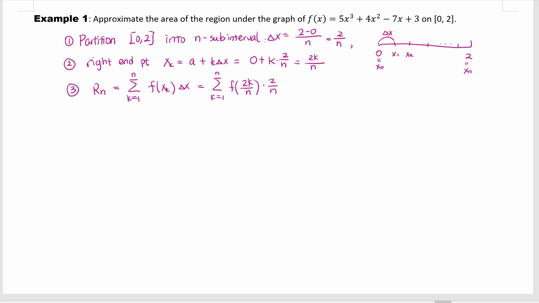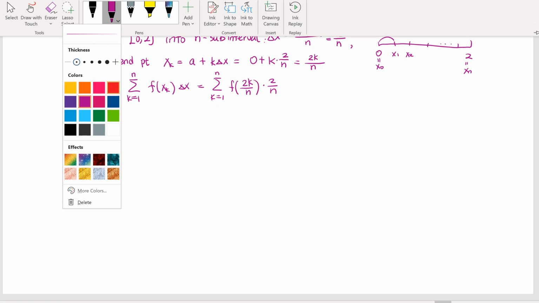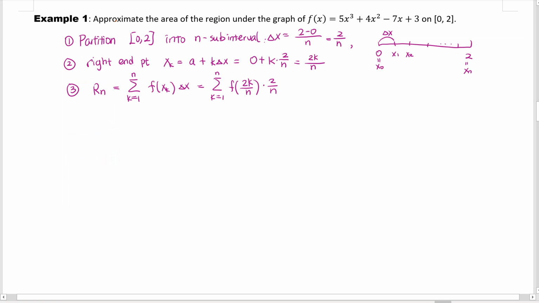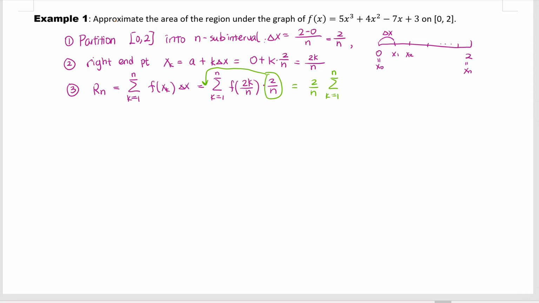Okay, so you can see this is a sum about k. Well, the 2 over n has no k in it. So this is like a constant. Because it's a constant, I can move it outside. I can move it in front of the sum. So we get 2 over n, and then we have the sum k from 1 to n.